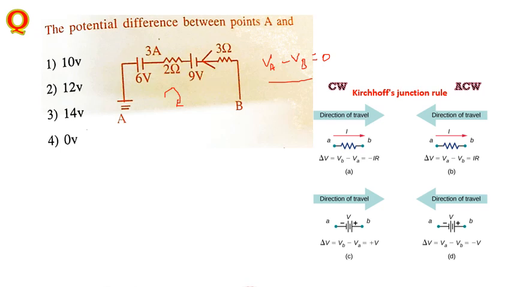So in between VA and VB, we are going to measure according to Kirchhoff's law. In between VA and VB, you have to substitute that value based on this one. We have selected here clockwise direction. Now I just mentioned this one in clockwise direction. First one I just mentioned here is VA.